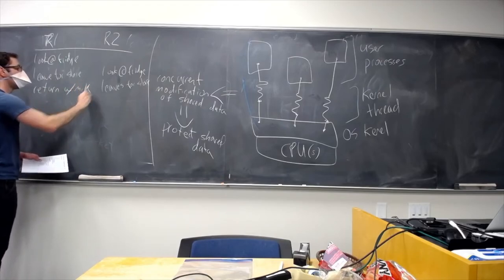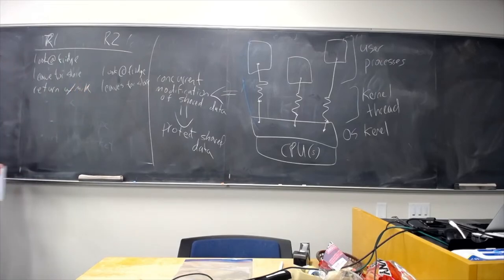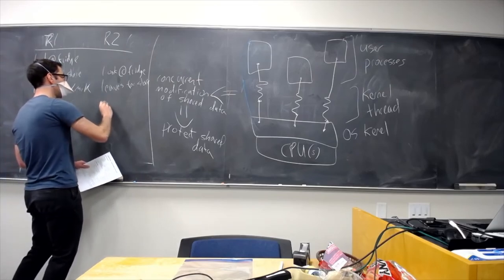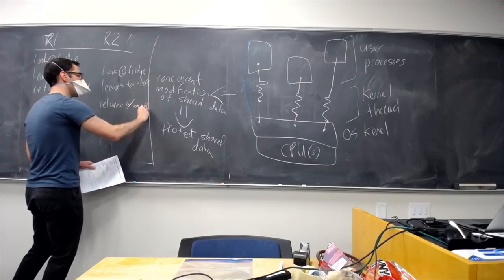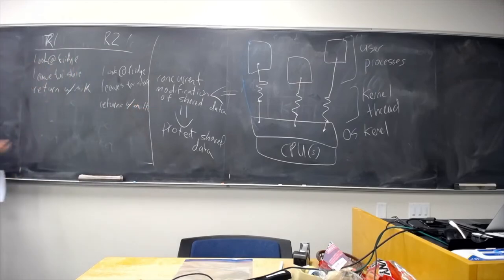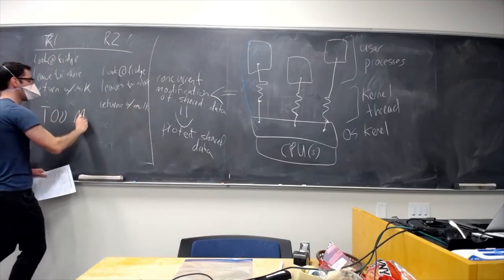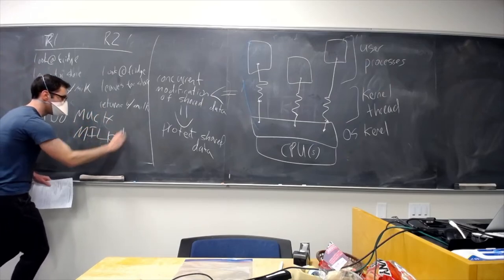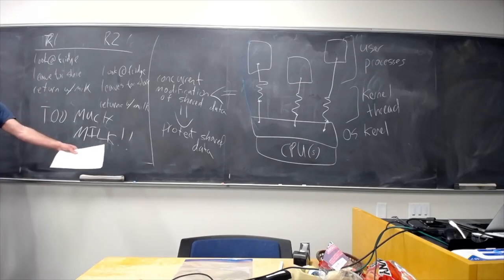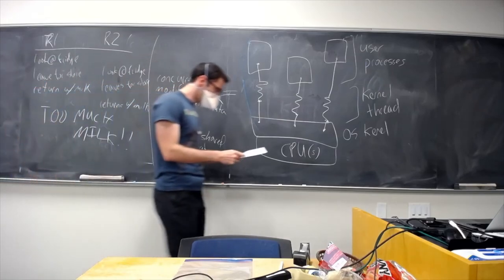Roommate one has acquired the milk, returns with the milk. Roommate two returns with the milk, and disaster has struck. We have too much milk. The fridge, it's overflowing. Disaster.